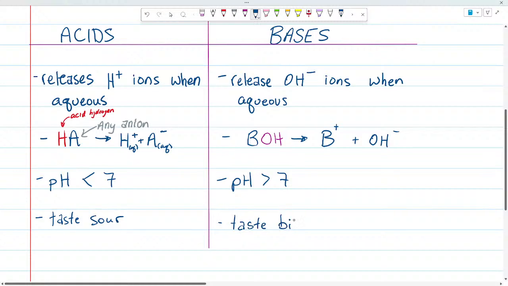Now, to be clear, acids pretty much are the only thing that activate that sour component in our mouth. So when you taste something sour, you are tasting something acidic. There's a lot of different chemicals that can taste bitter. So not everything that tastes bitter is a base, but every base tastes bitter.